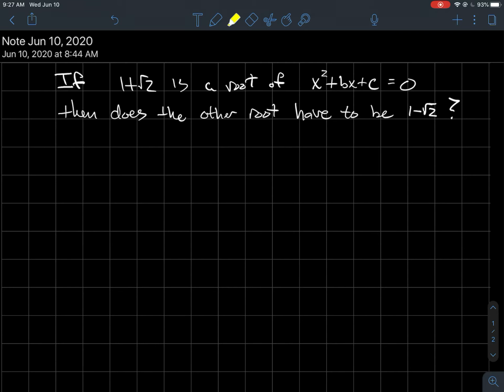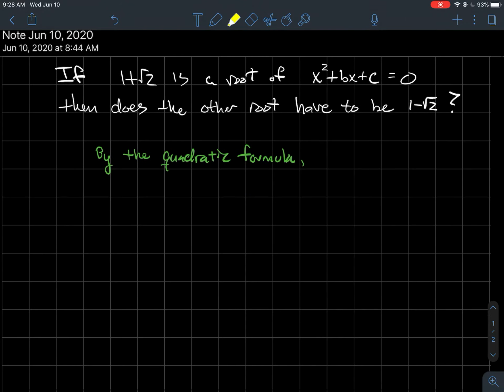In the problem, more or less: if 1 plus root 2 is a root of this quadratic equation, x squared plus bx plus c equals 0, does the other root have to be 1 minus root 2? What I was trying to say in office hours is, no, the other root does not have to be this one. So how come?